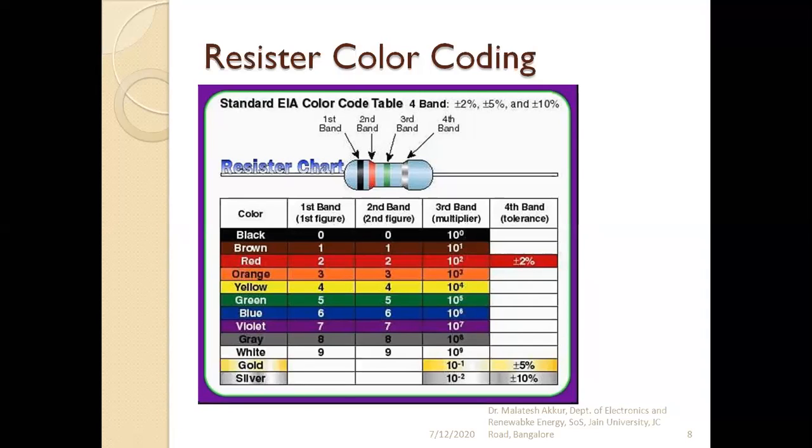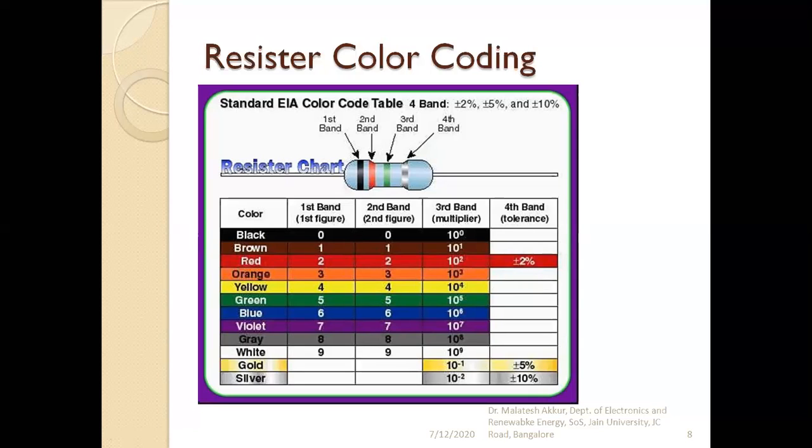The color they have used here is closer to red, so it doesn't matter, we can take brown, red. So 1, 2: the brown is 1, the red is 2. The first digit is 1, the second digit is 2. The third is the green, and green is 10 to the power 5. We should not multiply the first 2 digits; it is 1, 2 as it is, into 10 to the power 5. So it is a very high value.